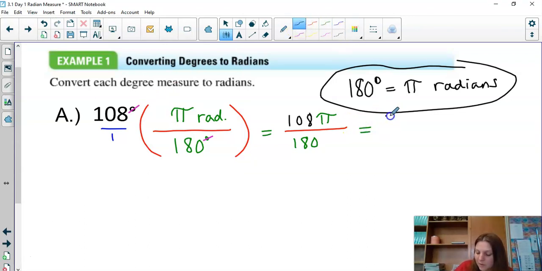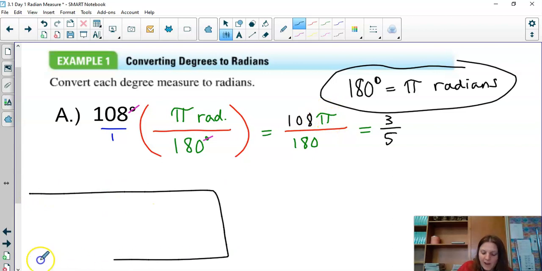So this would be 3/5. Now I need to decide what to do with this pi. You have a couple of different options here. So these are my options. You don't have to write this every time. I'm just showing you for the example here.